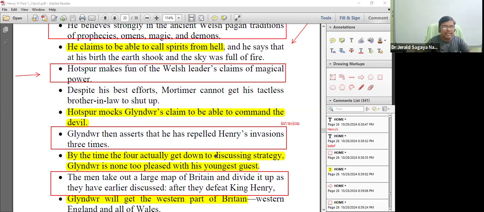And then you find Glendower is coming with a map of Britain. And he is discussing the aftermath of war. He is so confident of defeating Henry the Fourth.